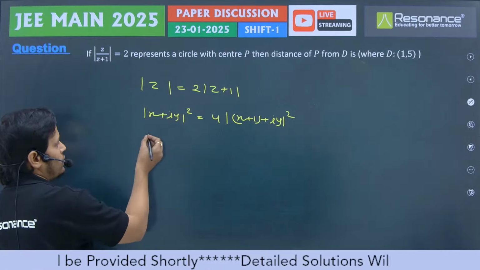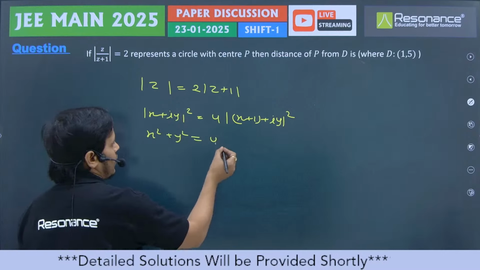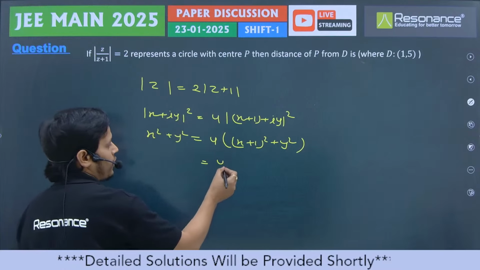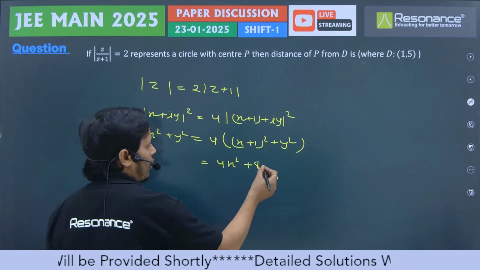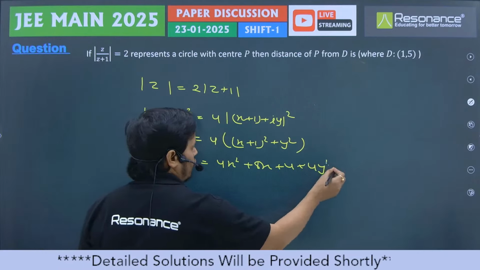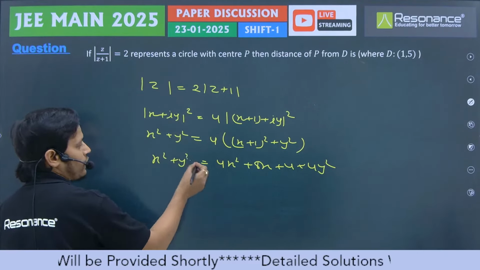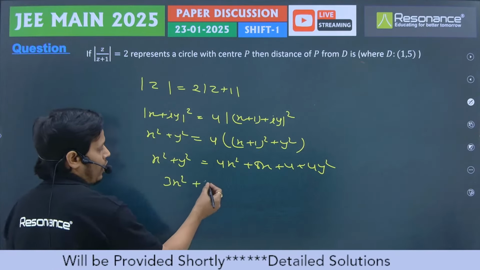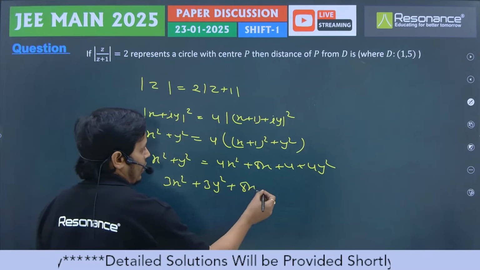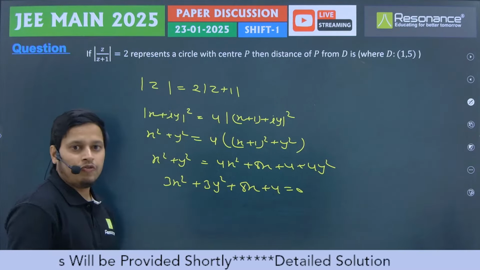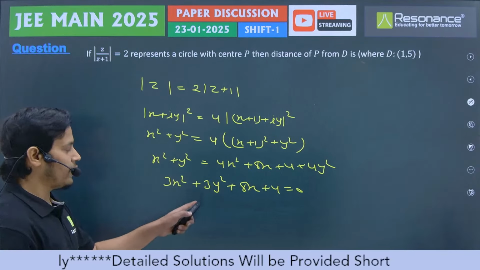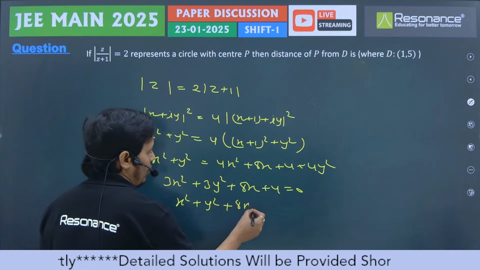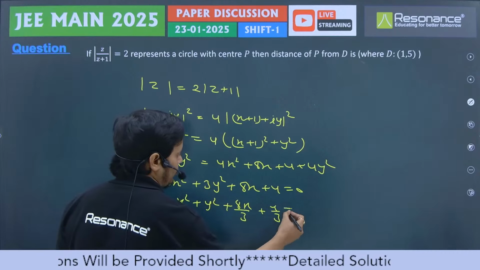If you take the modulus, then x square plus y square, and this side you are getting 4 times (x plus 1) whole square plus y square. If we expand, 4x square, 2x into 4, 8x, plus 4 plus 4y square. This side your x square plus y square, take all the terms to the right. Then you are getting 3x square plus 3y square plus 8x plus 4 equal to 0. For the center of the circle, I am just converting to standard form, divide by 3. So x square plus y square plus 8x by 3 plus 4 by 3 equal to 0.